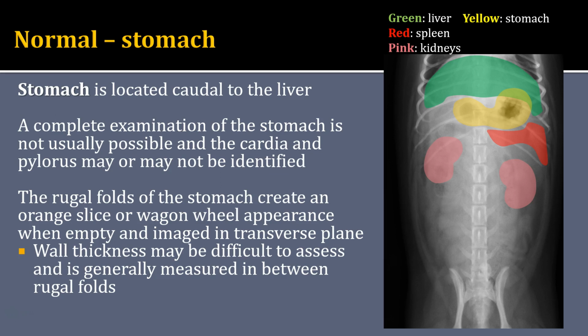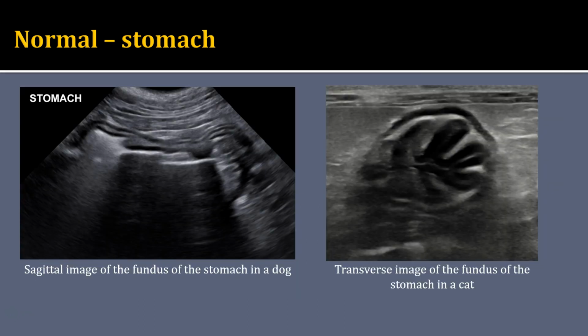The stomach has rugal folds, and if it is empty, we can see this appearance of a wagon wheel on transverse, and I'll show you an example of that. Wall thickness of the stomach can be difficult to assess, especially if you're not sure what's a rugal fold, because we always want to measure in between rugal folds. Here are examples of the stomach.